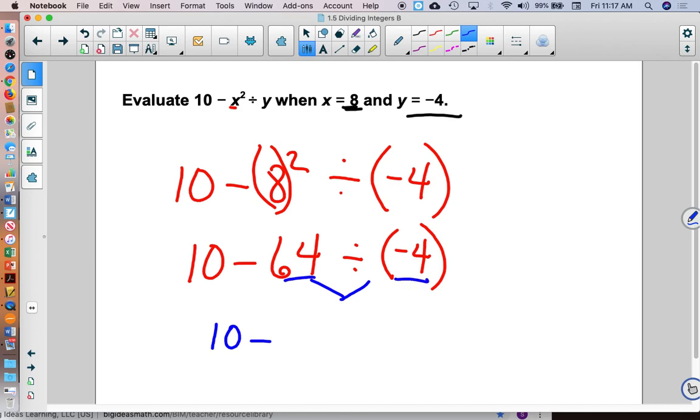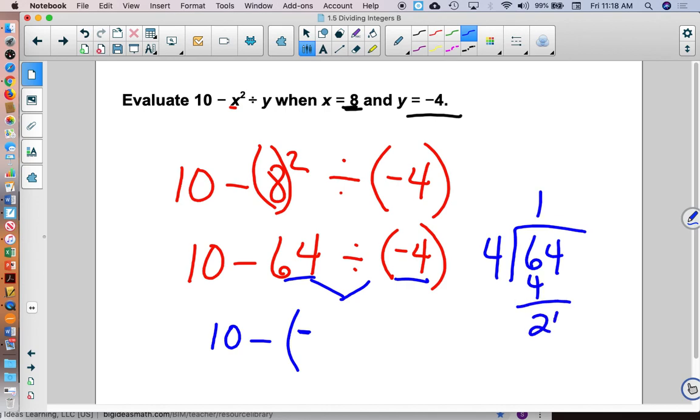So 4 goes into 6. Now, what kind of an answer am I looking for? I've got a positive number and I've got a negative, so I know it's going to be negative. And now I'm just going to say, what is 64 divided by 4? 18. Really? 16. I don't think 18 is going to work. We know it's 16. I think it better be 16. Okay? Now then. 10 minus negative 16.